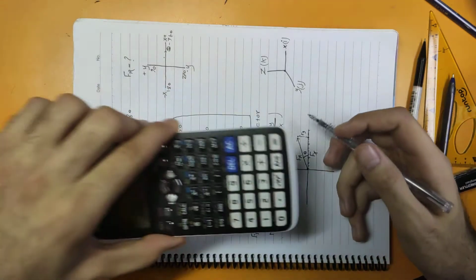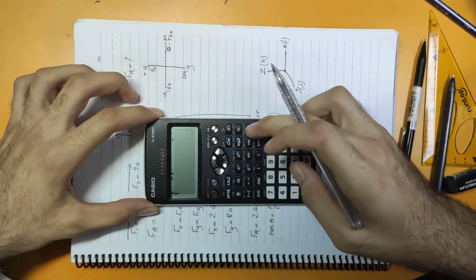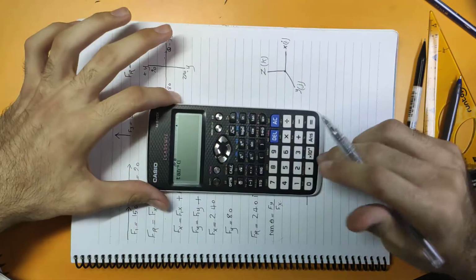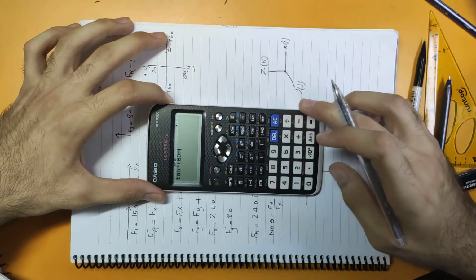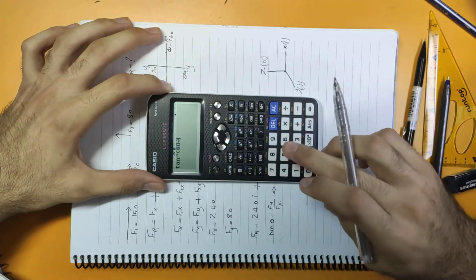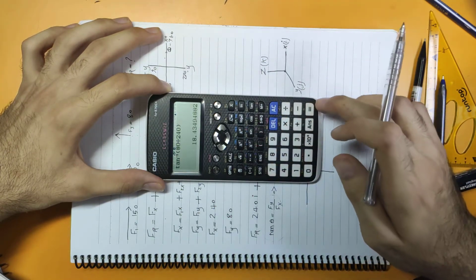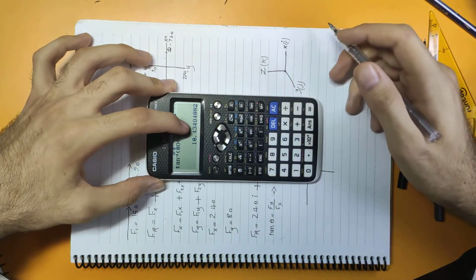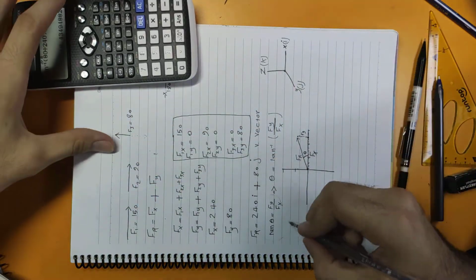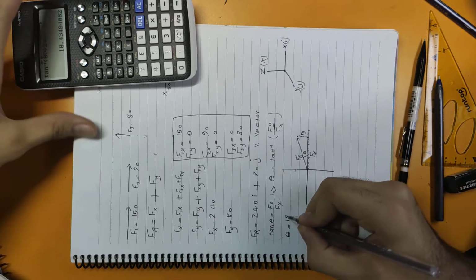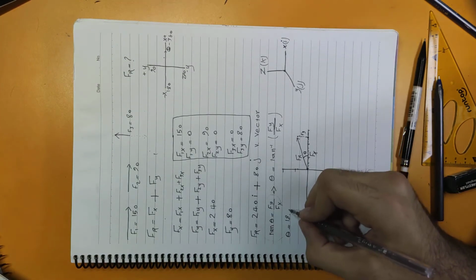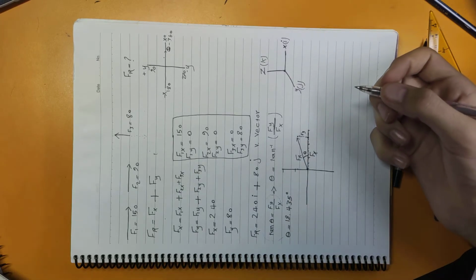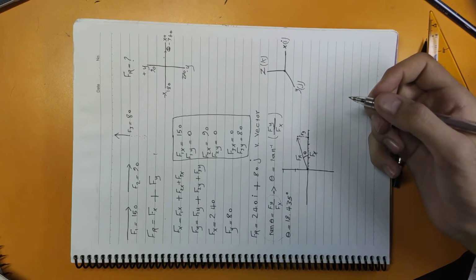So now let's find this. Tan inverse of Fy, which was 80, divided by 240, which is Fx, equals 18.4349. So theta equals 18.435. Now we found this angle as well.